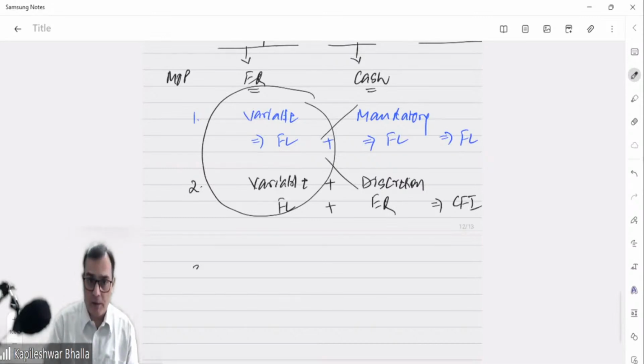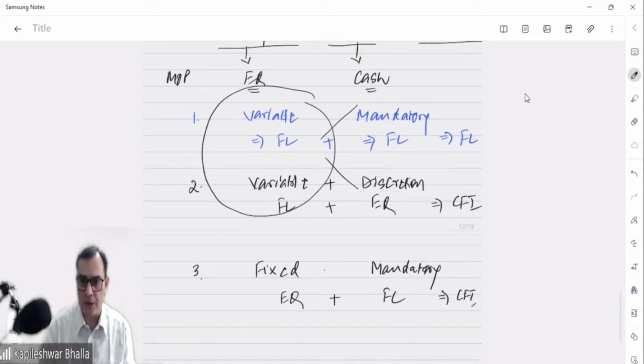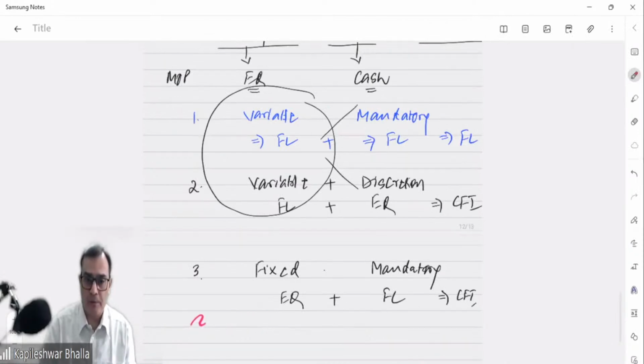So let's take combination number 3 now. Let's say the number of equity shares is fixed, and let's say there is a mandatory return. So there is a fixed number of equity shares for the principal element, and there is an unavoidable obligation to pay in terms of the return component. So fixed means it is an equity instrument, equity component, and mandatory is going to be a financial liability. One component equity, another component financial liability makes it a compound financial instrument again. Great.